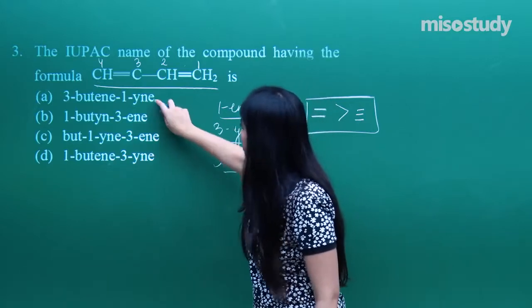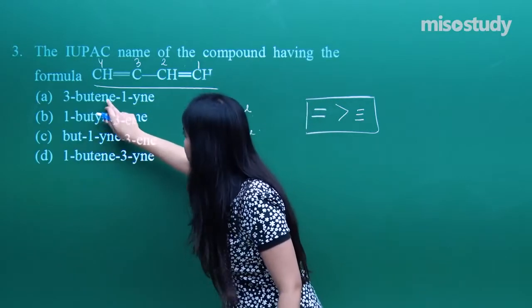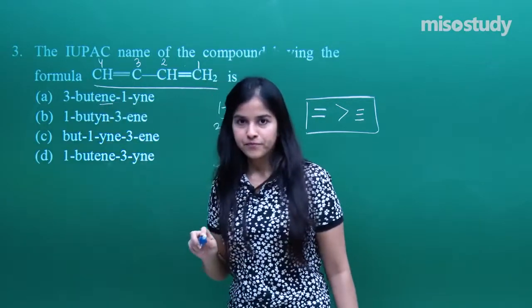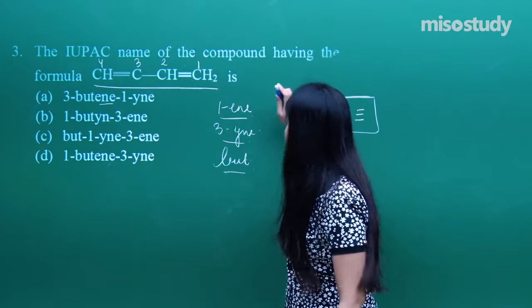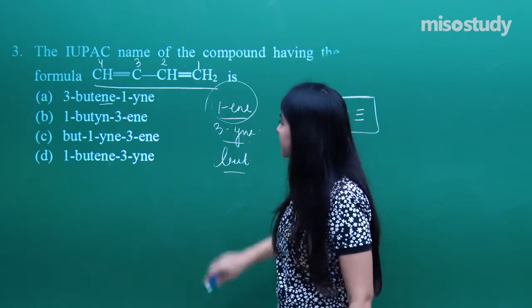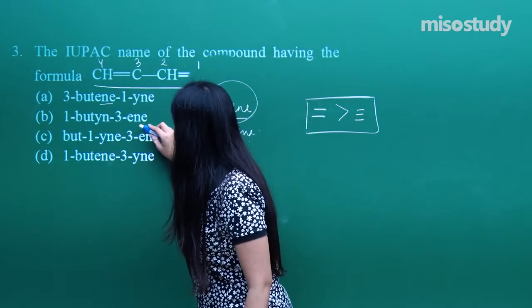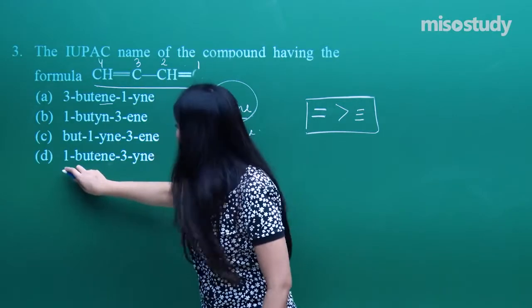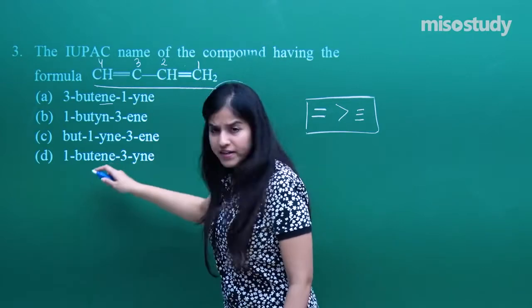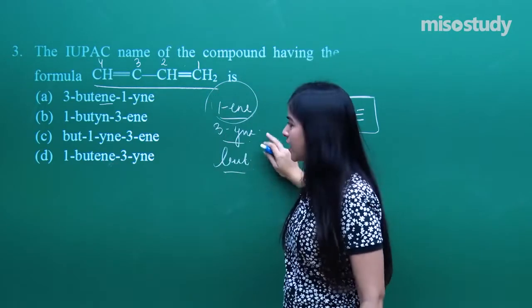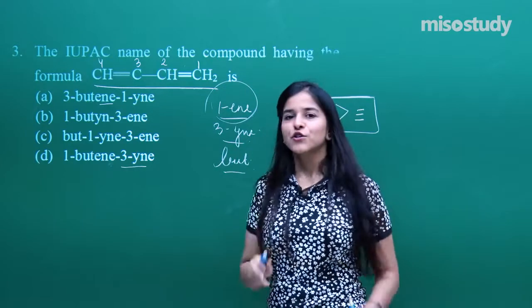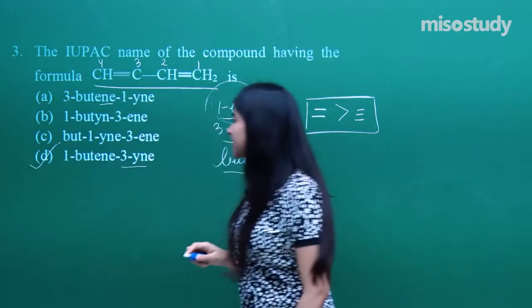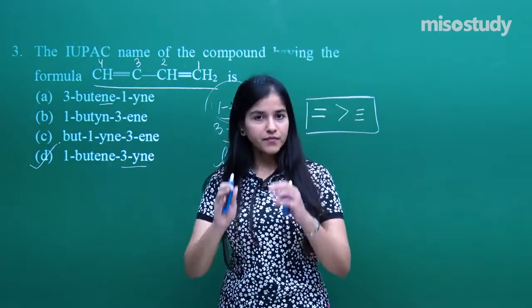If you see the first option, I have got 3 butene, that means on the third they have mentioned ene. Is this correct? Not at all correct. I have got 1 ene. That means where is 1 ene? Let us search it out. Yes, on the last option, it's 1 butene. Very correct. And what else? 3 ine. That is also correct. So finally we have got the answer. It's truly simple. That is D, 1 butene, 3 ine.